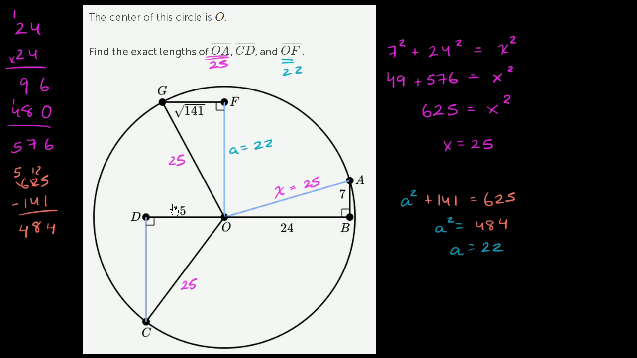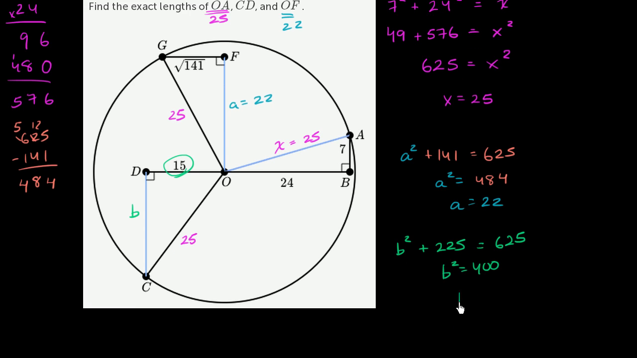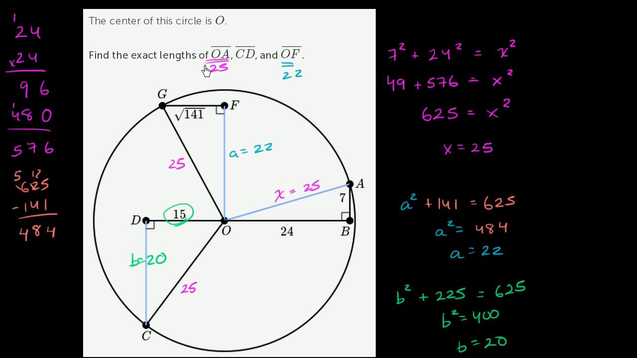So this is 22. And then finally, CD. Once again, we just apply the Pythagorean theorem. I've already used A, I've already used x, so I'll call this length B. So we see that B squared plus 15 squared, which is 225, is going to be equal to 25 squared, which is 625. Subtract 225 from both sides, you get B squared is equal to 400. And the square root of 400 is pretty easy to calculate. B is equal to 20. So segment OA is 25, CD is 20, and OF is 22.